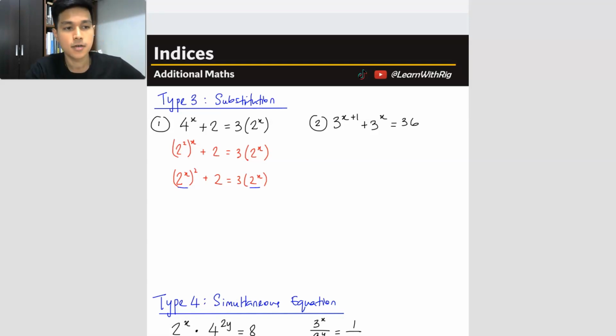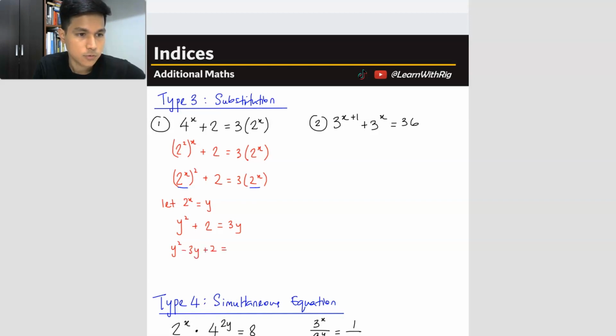Some of you maybe can see what I'm trying to do here, but for those who can't, this is what you're going to do. You let 2 power x become another variable, up to you. Let's say I make it y. So 2 power x becomes y. Now I substitute here, it becomes y square plus 2 equals to 3y. What do you notice here? I can rearrange this to become a quadratic equation: y square minus 3y plus 2 equals to 0.